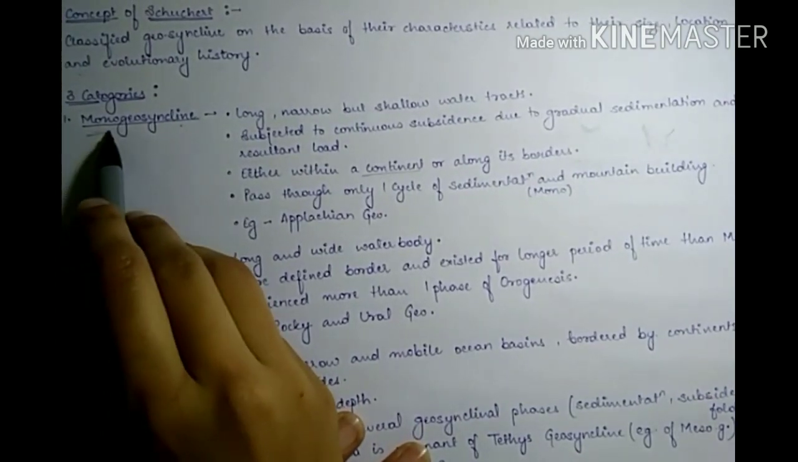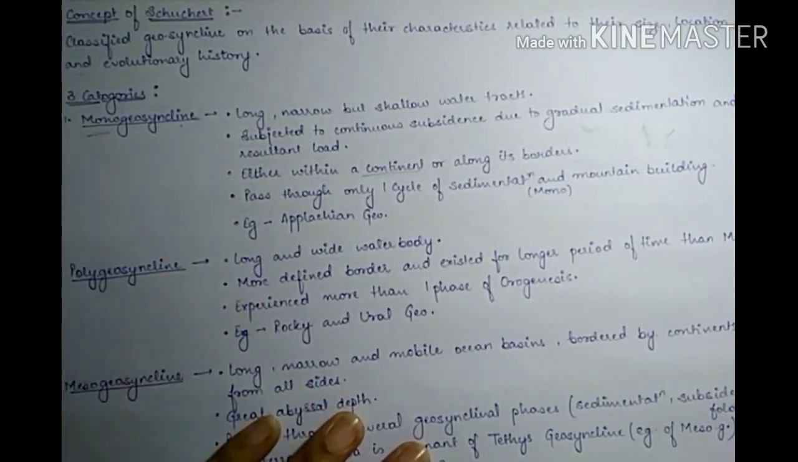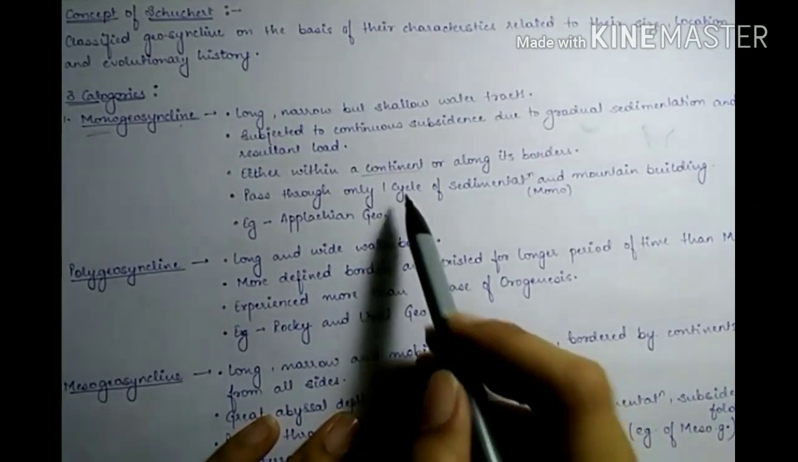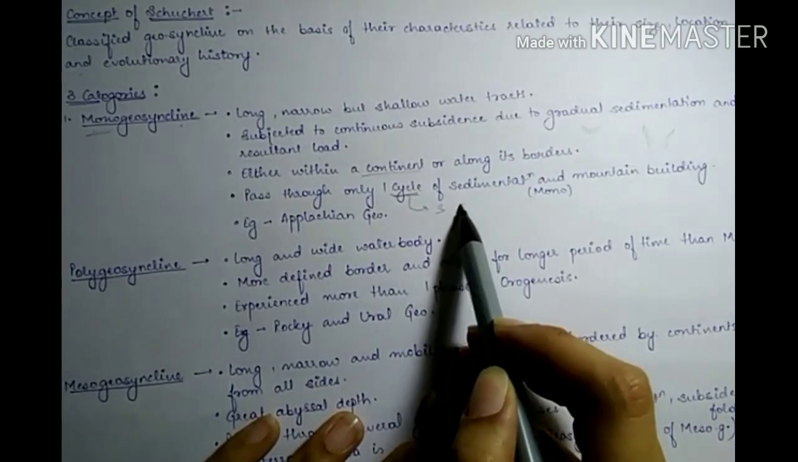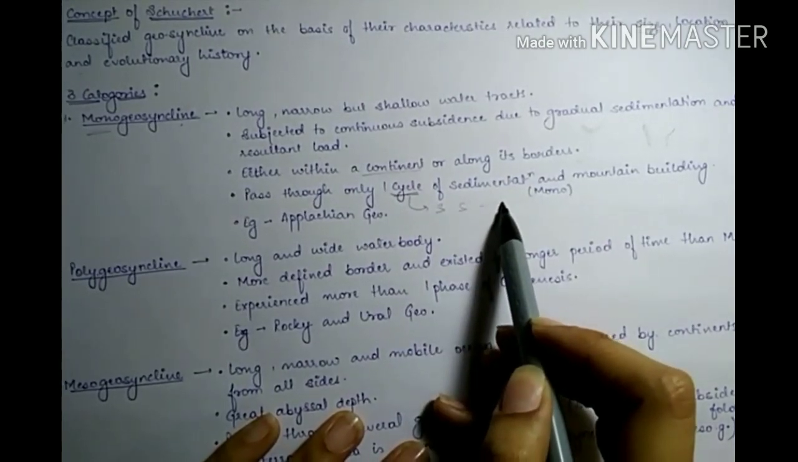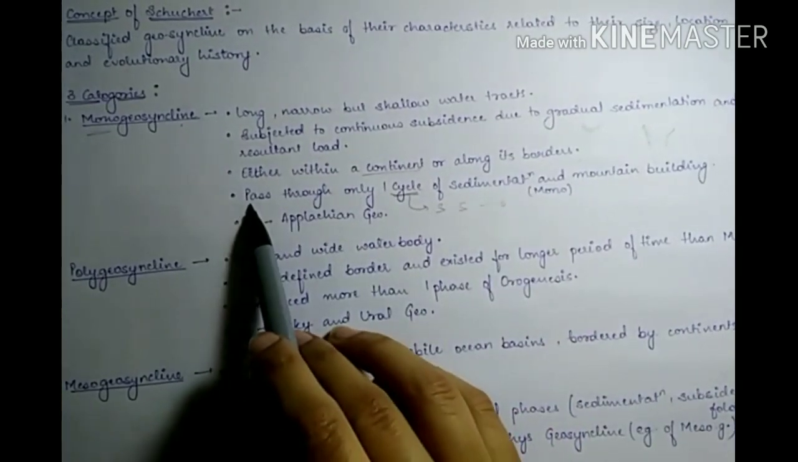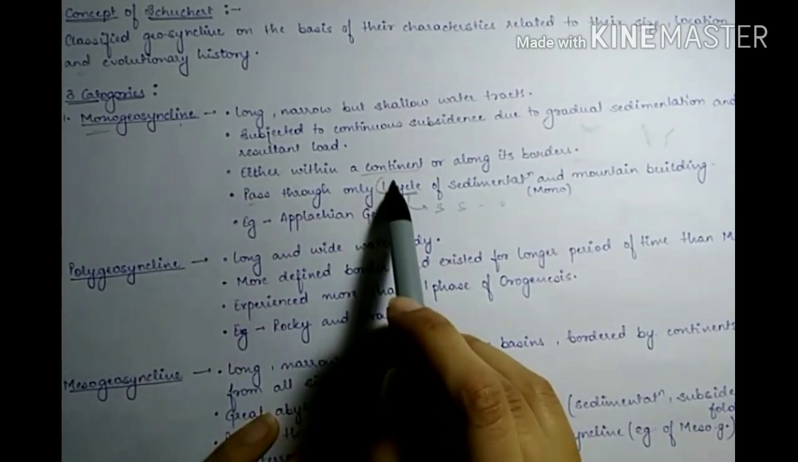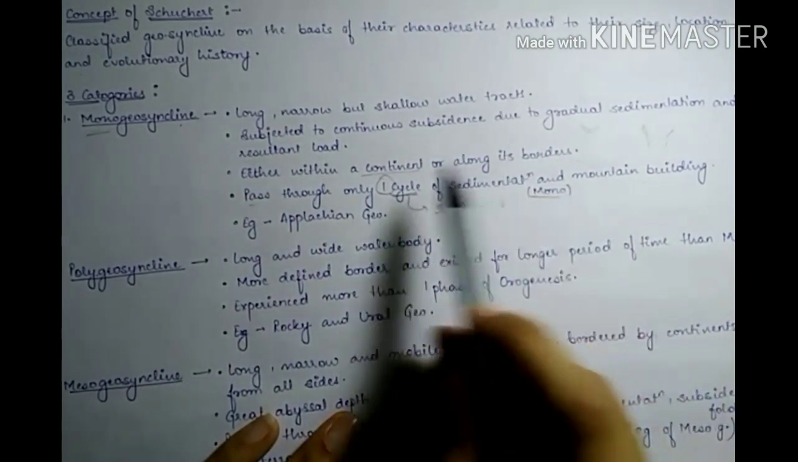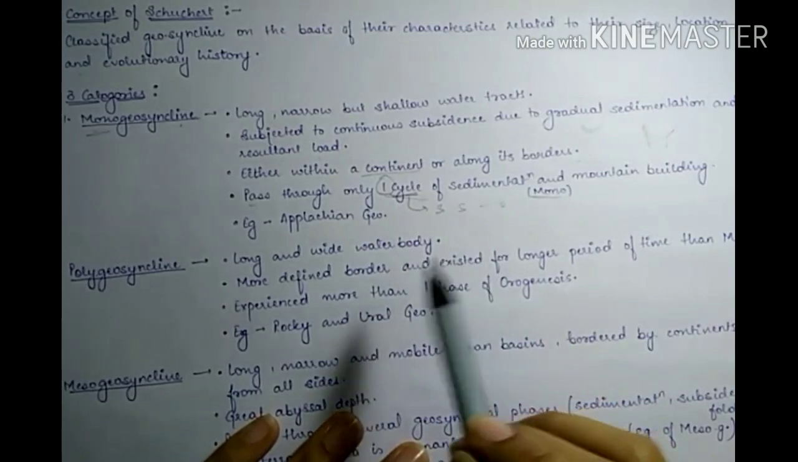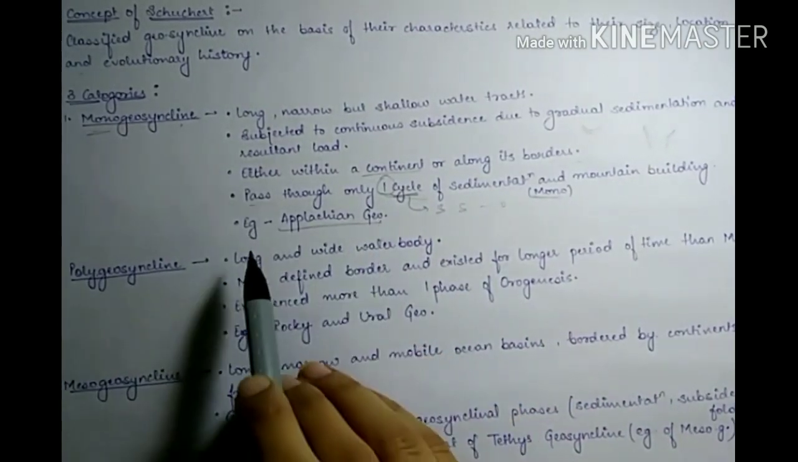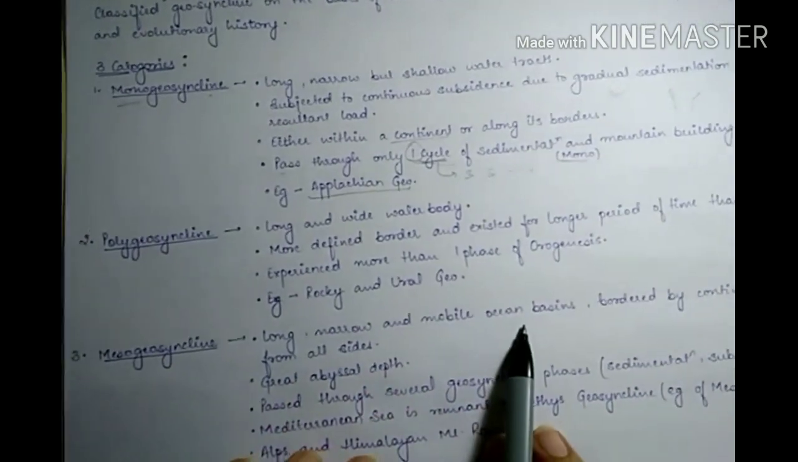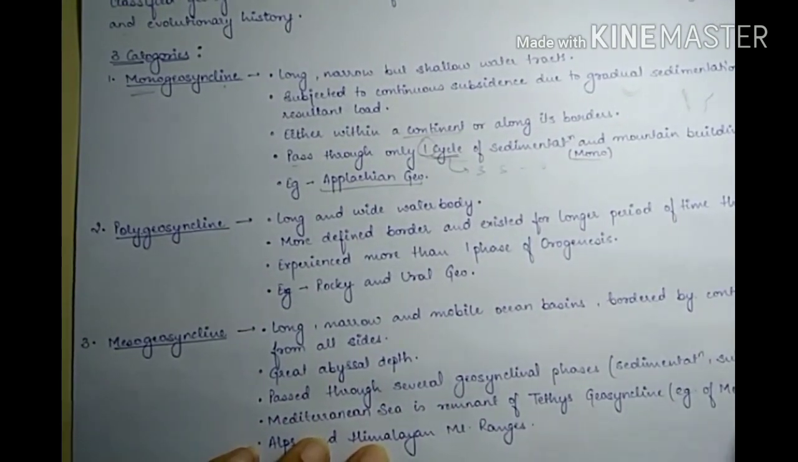Monogeosyncline because they have passed only through one cycle. I told you what actually the cycle is. Cycle is sedimentation, subsidence, and consequent orogenesis. So they have passed through only one cycle, one, that is mono. And the best example for this is Appalachian geosyncline. Appalachian geosyncline is in USA, Appalachian mountain.